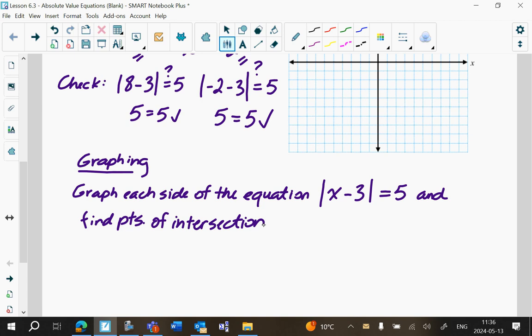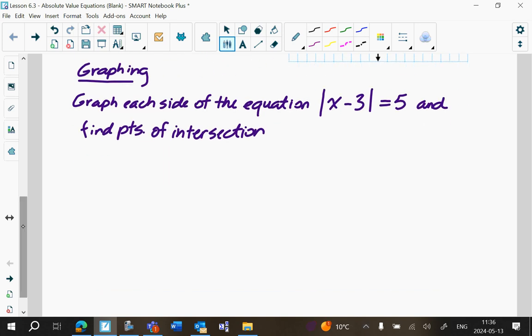We already know what the solutions are here. It's 8 and -2, which means when I graph each side of this equation, they should intersect at 2 points. So we need to graph, remember, to graph a side of an equation, just toss a y equals in front. We need to graph this. And we need to graph this.